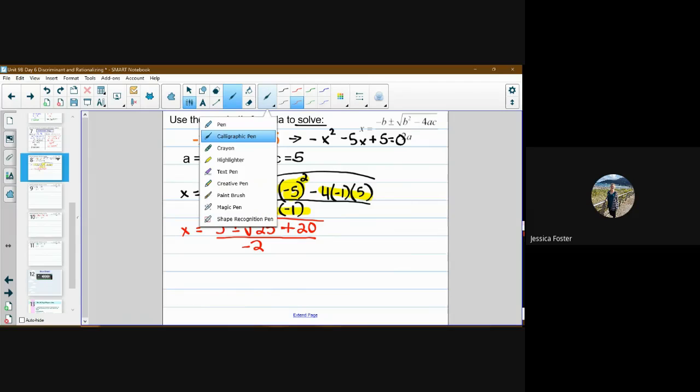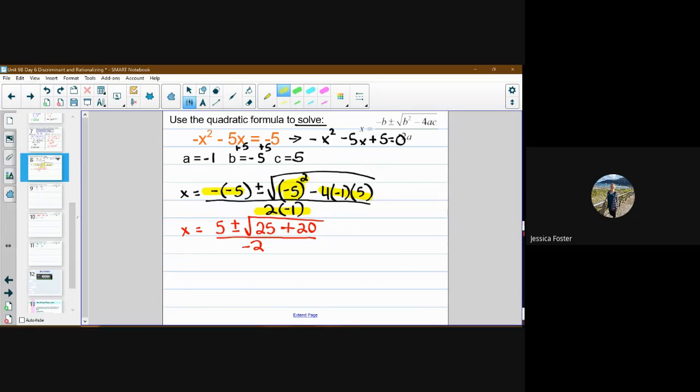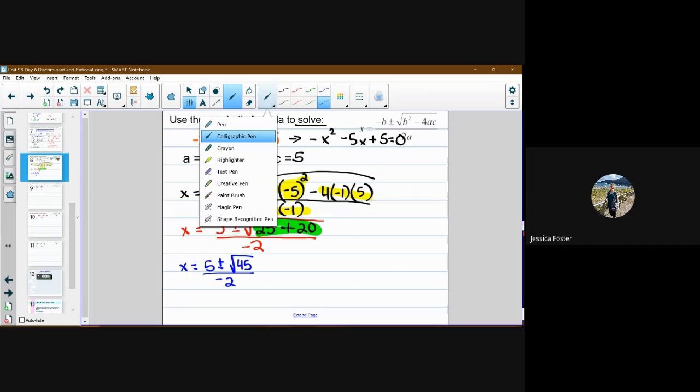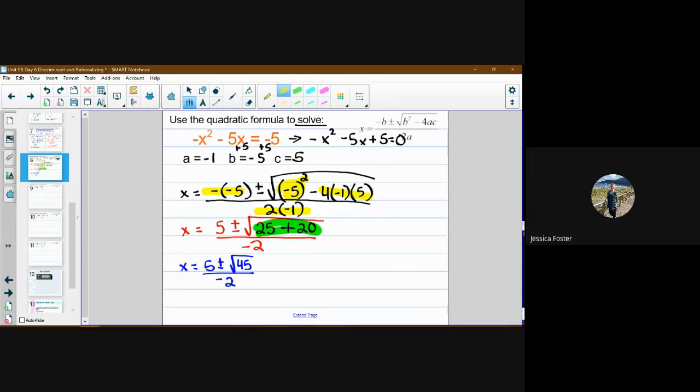All right, we're just going to simplify what's under our square root. So we're going to continue simplifying here with our discriminant. That's our discriminant value. So I have x equals 5 plus or minus the square root of 25 plus 20, which is 45. All of that divided by -2. All right, now we have to actually simplify our square root right here.